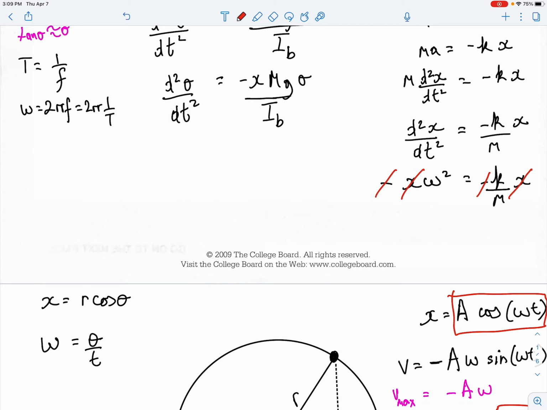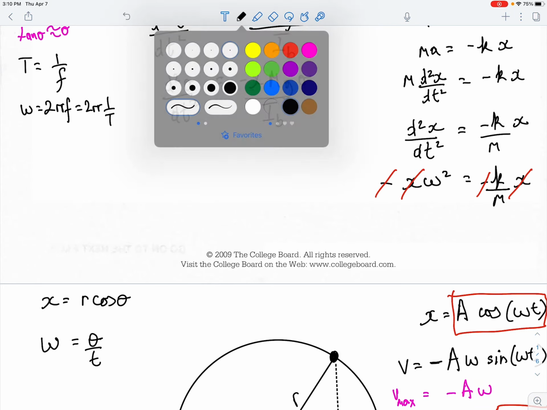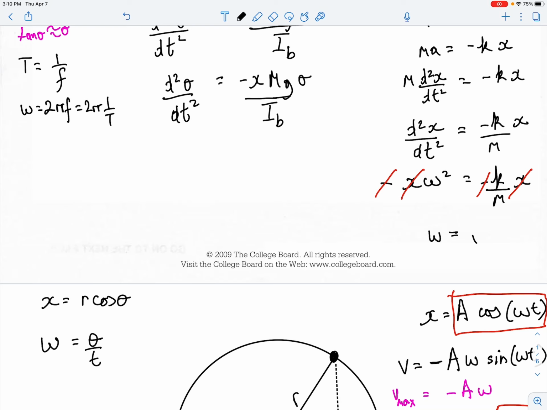So there you have it. When there's a harmonic oscillator, then omega should be equal to the square root of k over m. In other words, omega is going to be equal to the square root of whatever is in front of this thing. So if we apply it there, omega should be equal to the square root of x mg over Ib.